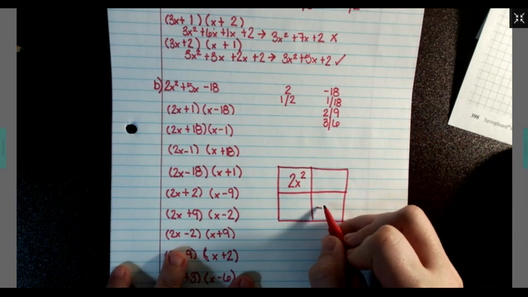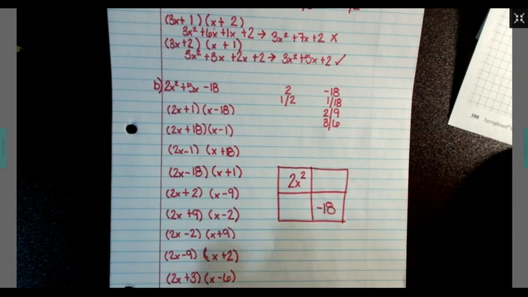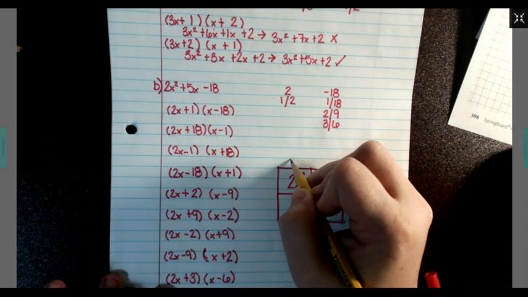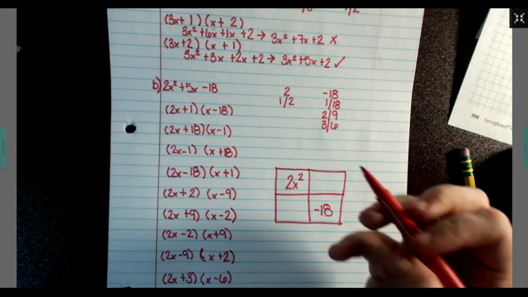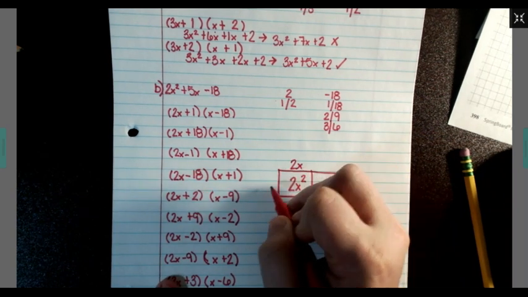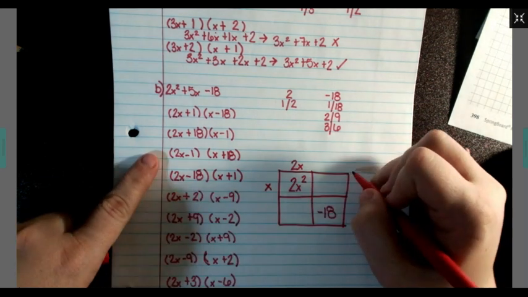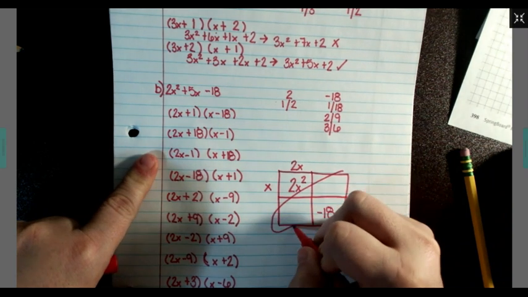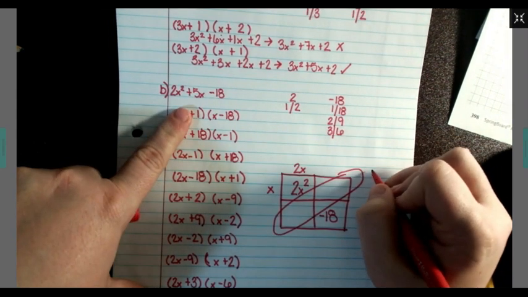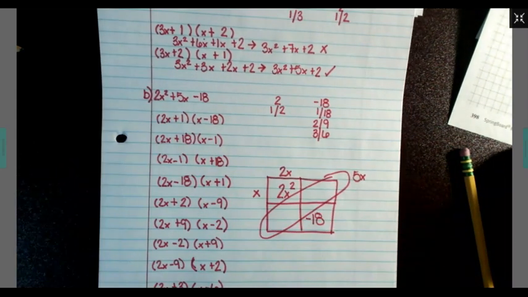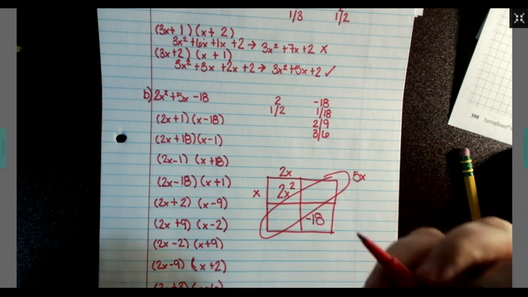I know that this has to be negative 18. Okay? Well, we only know one factor possibility for here. It's got to be 2x and it's got to be x, right? I'm going to go through some of these options, but I know that these two numbers combined have to give me 5x. And we have to keep in mind that one of them is definitely positive while the other is negative. So we're actually subtracting these two values.